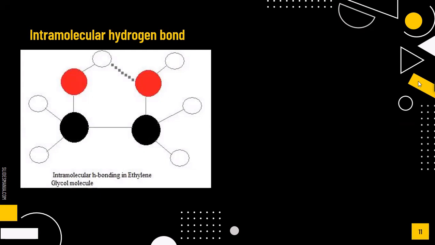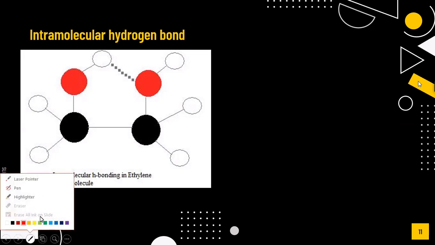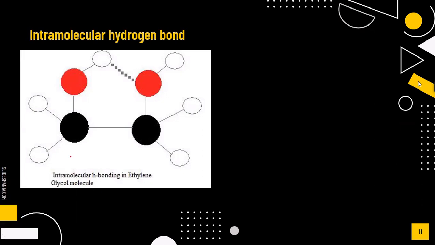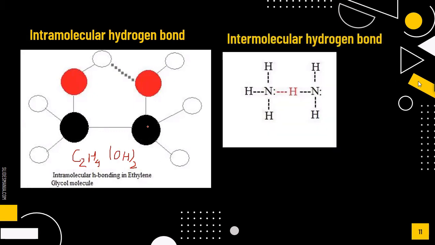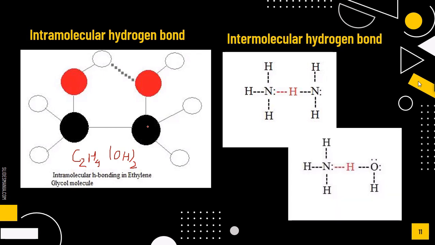Intramolecular hydrogen bonding occurs in ethylene glycol. To make it clearer, ethylene glycol is C2H4(OH)2. Between each two hydroxyl groups, due to the molecule geometry, and intermolecular hydrogen bonds can occur between ammonia molecules alone, or between water molecules alone, or between ammonia and water molecules.